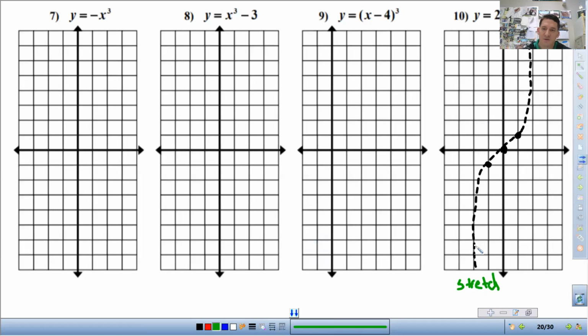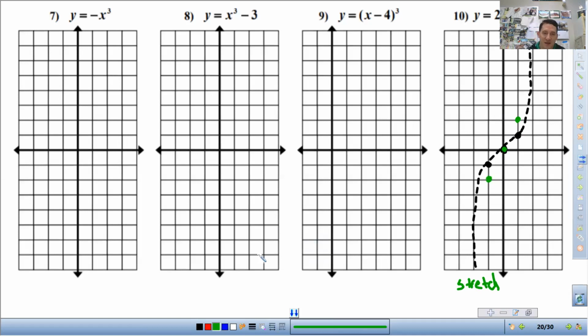And I've forgotten our stretch. So stretch by a factor of 2. This point here does not change, it stays at (0, 0). Just multiply the distance from the x-axis now. This is 1 above. When I stretch it by a factor of 2, it'll be 2 above. This is 1 below. When I stretch it by a factor of 2, it will be 2 below.